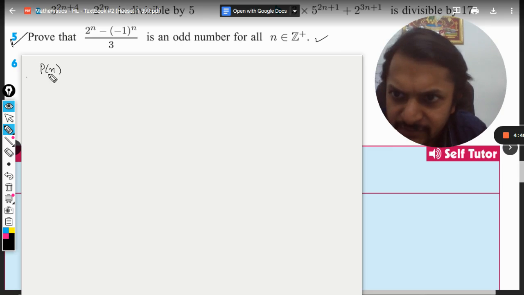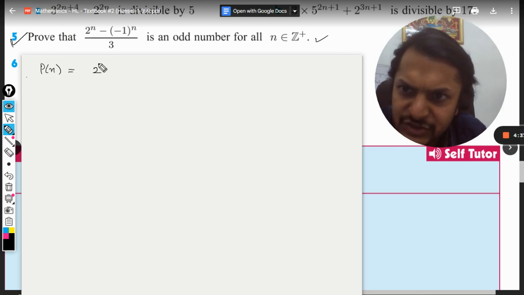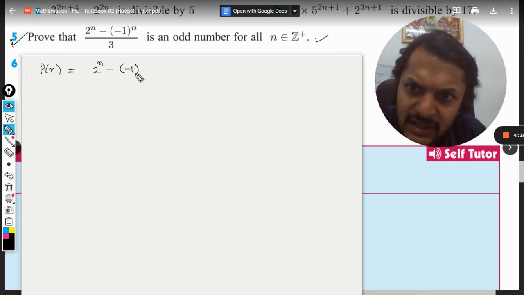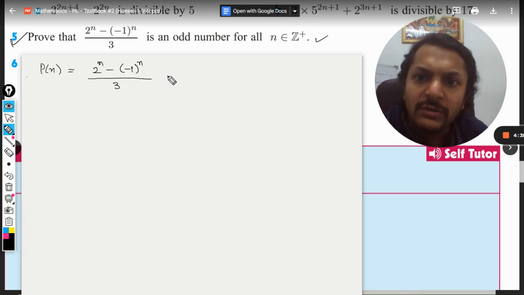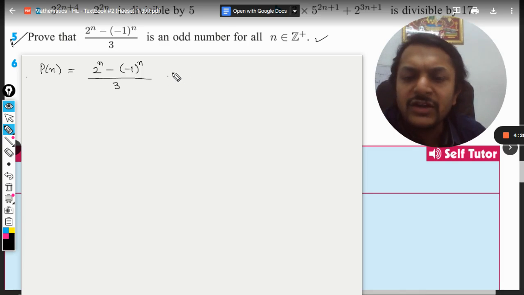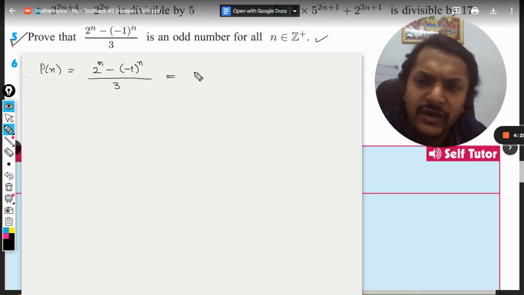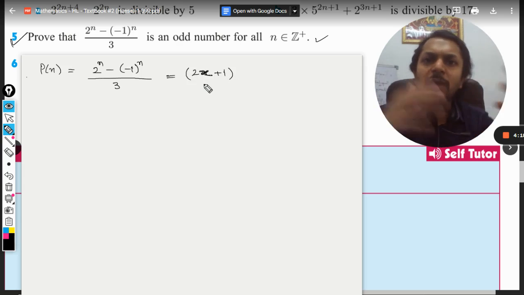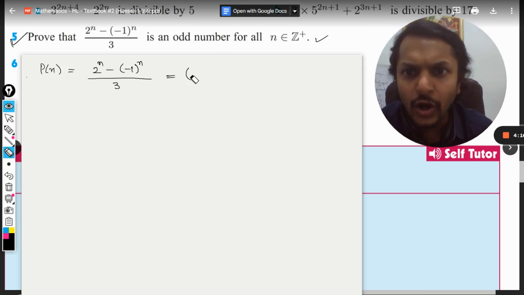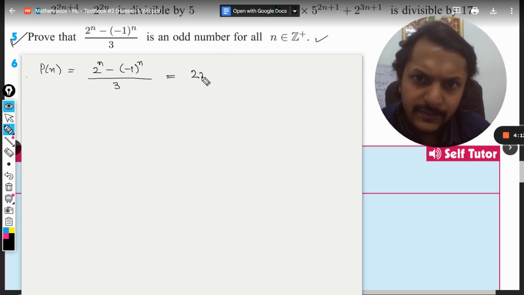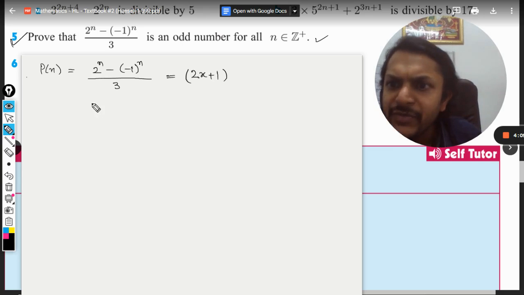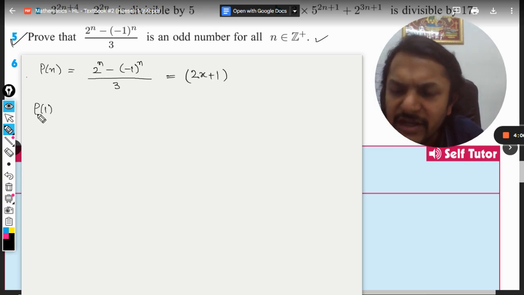First of all, we write P(n) is (2^n − (−1)^n) divided by 3. Now this is an odd number, so we can assume it to be equal to something. We can say that it comes out to be equal to 2x plus 1, or you can assume it 2x minus 1 or something, because an odd number is written like this: 2x plus 1.